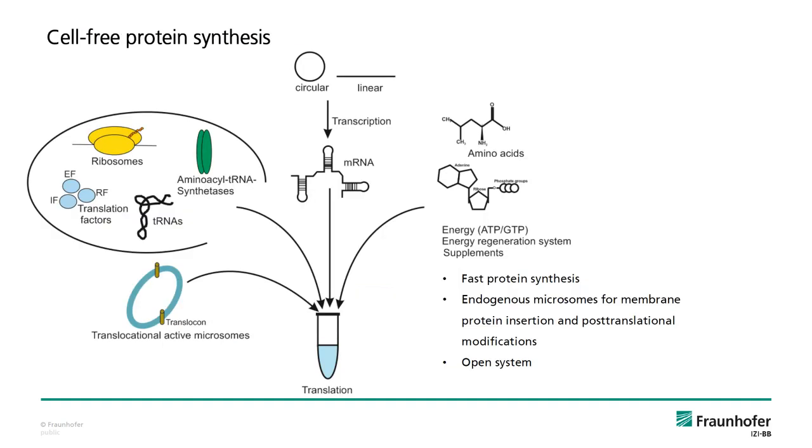In this lysate, you can see it here on the left side, we also have components that are necessary for protein translation that is independent of a living cell. So we have the ribosomes, the translation factors, the tRNAs, and the aminoacyl-tRNA synthetases. To this lysate, we add some factors such as a DNA template, where we have the genetic information for our protein of interest. This can be circular or linear. We add amino acids, energy, and an energy regeneration system. Also supplements such as salts.